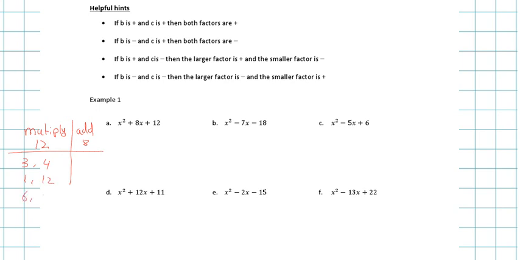Okay? Because both B and C are positive, then both my terms are going to be positive. Okay? Very important you look at this. Both B and C are positive, that means both of them are going to be positive. 3 and 4 gives me 7. 1 and 12 gives me 13. 6 and 2 gives me 8. So these are my factors. Right? So 6 and 2 are my factors. So I go x plus 6, x plus 2, boom, I'm done.